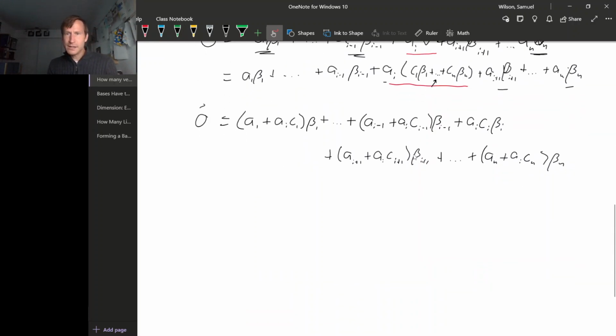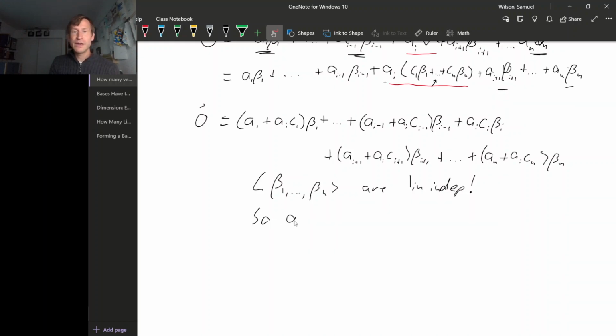All right, so now what? We have this big mess equal to 0. Well, all of the betas, beta 1 through beta n, are linearly independent. We know that because they form a basis, so they have to be linearly independent. So here we have a linear dependence relationship among linearly independent vectors. That means the coefficients have to all be 0.